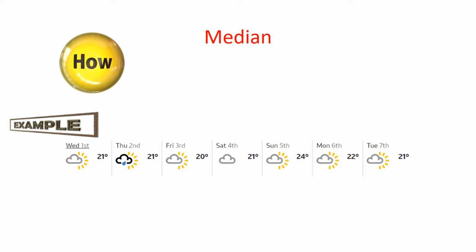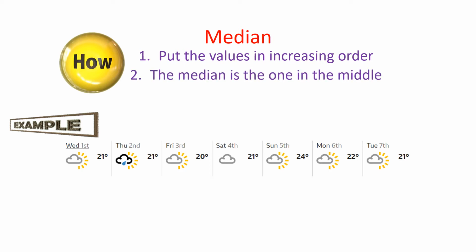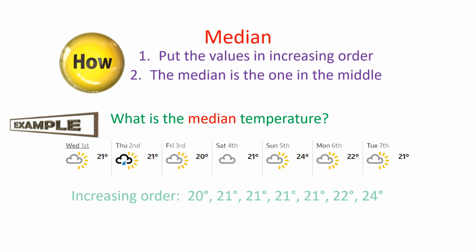So the next one is another average, the median, and for this one we start by putting all the values in increasing order, and then the median is the one in the middle. So the median temperature for the data we have here, the same data as the previous question, what I'm going to need to do first of all is put them all in increasing order. So starting with the smallest, this is what that would look like. And then I'm going to cross off starting from the outside, so I know I've got the one in the middle. So we can see that the median is 21.